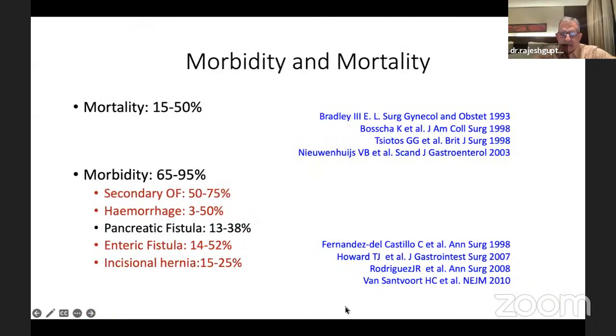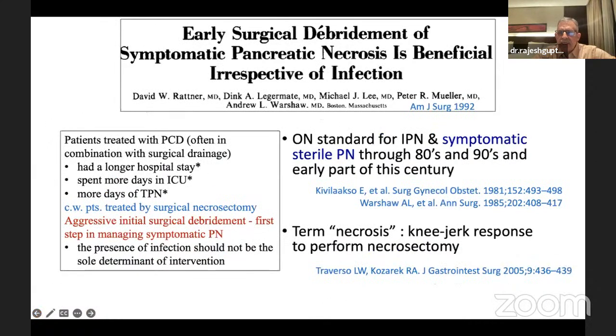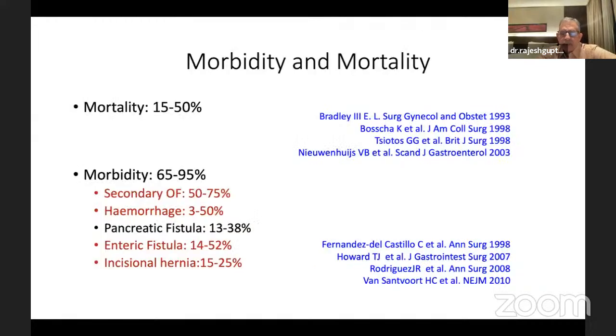So I think we have moved away from the early times when in the late 90s we used to treat pancreatic necrosis with a knee-jerk reaction of necrosectomy, and this seminal publication from David Ratner from Mass General Hospital actually stated that if patients are treated initially with percutaneous drains, they lead to longer hospital stay. They spend more days in ICU and more days of TPN. So hence it was recommended that aggressive initial surgical debridement should be the first step in managing symptomatic pancreatic necrosis. But we soon realized that when we were following this approach, there was considerable mortality and morbidity.